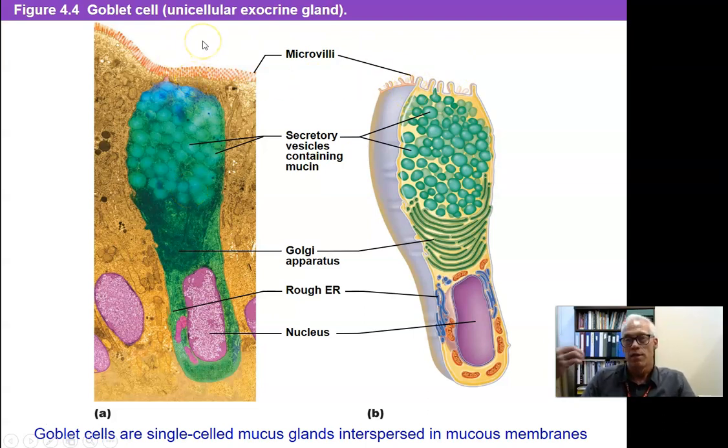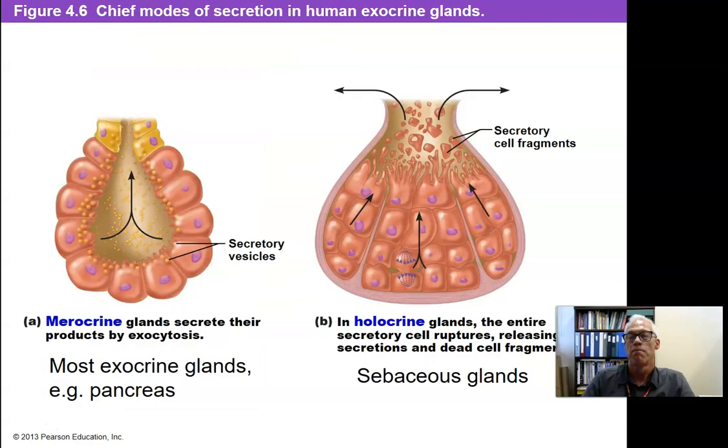The further down the digestive tract we go, and if we examine the epithelium, where there's firmer and firmer contents of the organs, we find that there are more and more goblet cells when more and more mucus is needed to lubricate the stiffening chyme that's found in the large intestine, for example. The exocrine glands themselves have multiple mechanisms by which they release their products.